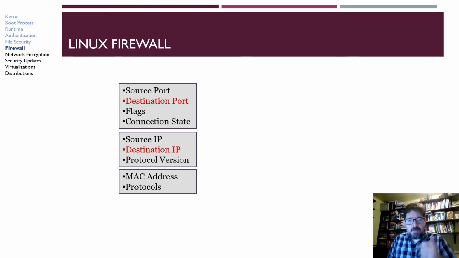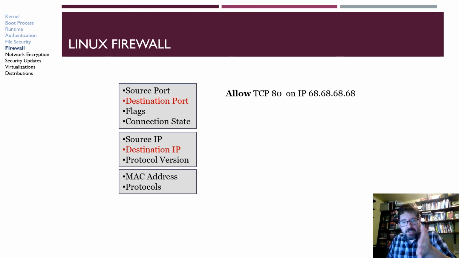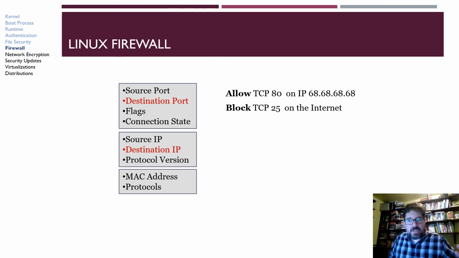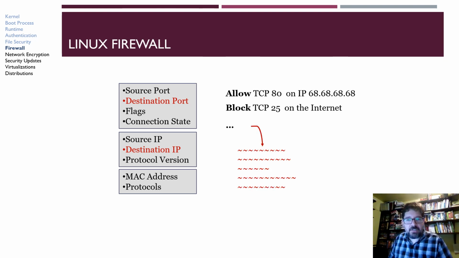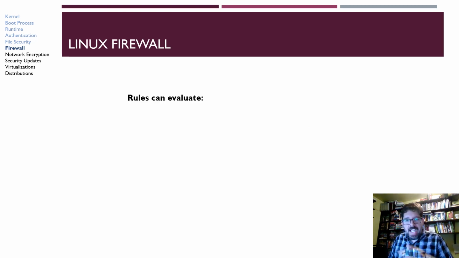So most commonly, we might look at something like the destination port and destination IP address. As a very simple example, we might say allow all TCP traffic on port 80 going to a specific IP address. And then we might want to block everything on port 25 from getting to the internet if we're setting up a firewall. This is some basic rules. And we would make a series of rules out of these different parameters that we're going to look at and try to think about how we want to handle that traffic.